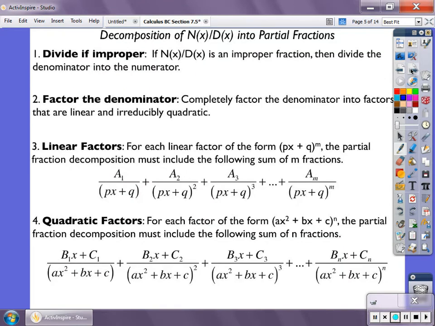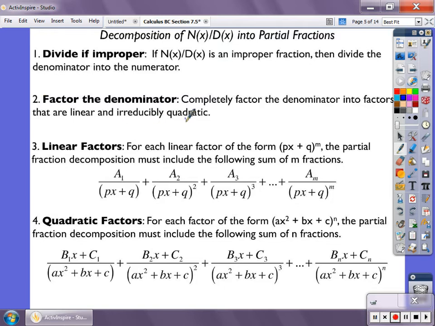All right, so decomposition of n of x over d of x into partial fractions. Okay, you come across a rational function. First of all, you want to divide the numerator by the denominator if it's improper. So if the degree of the numerator is greater than the degree of the denominator, then go ahead and divide. But if not, then what you're going to want to do is factor the denominator into factors that are both linear and or irreducibly quadratic.